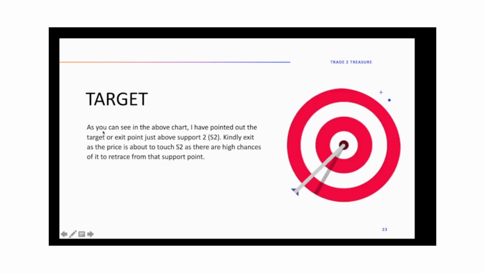Now I'll just explain you about the target. As you can see in the above chart, I have pointed out the target or exit point just above support 2. Kindly exit as the price is about to touch S2 as there are high chances of it to retrace from the support point.